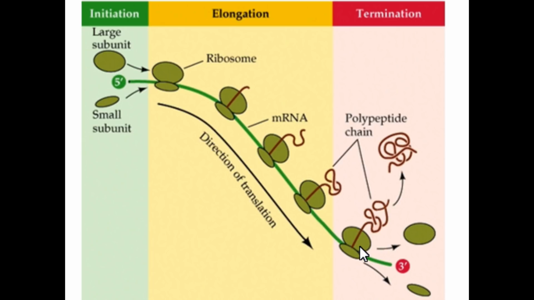And then you get to the end, you get to a stop codon, and there's no more amino acids to be brought in because there's no more transfer RNAs that match up with the codon. And then this protein gets released along with the ribosomes and the messenger RNA, and now you've got this polypeptide chain. And that polypeptide chain can be modified.